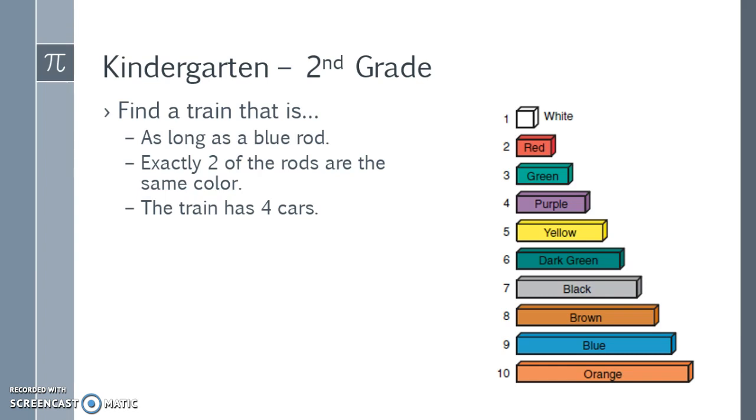So it has to be as long as the blue, exactly 2 of the rods are the same color, and it only has 4 cars in the train. Pause the video, see if you can make that happen. This is the one I got. I started with my blue because I knew that it had to be as long as the blue. I picked 2 rods that were the same color that would fit above, and I was able to fill in a purple and a white so that it was the same length as a blue.